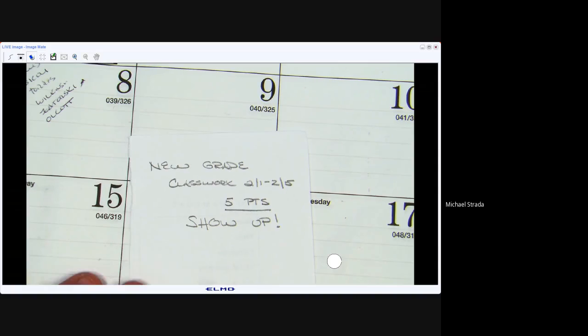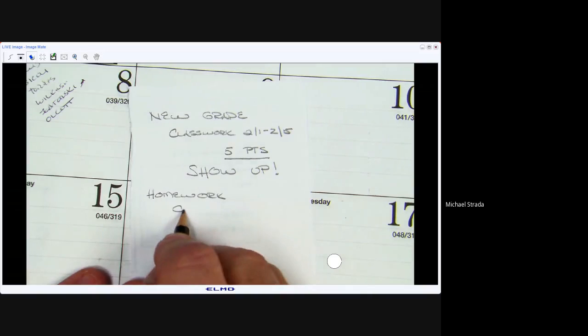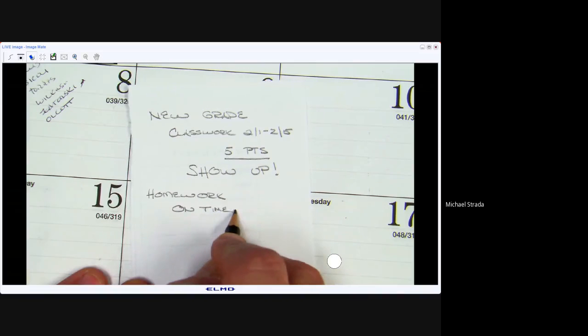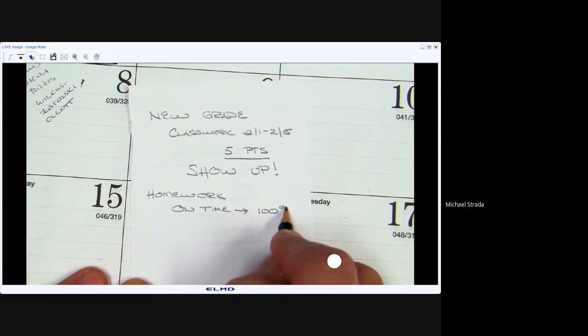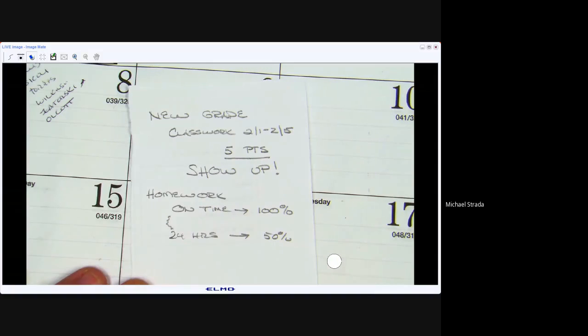The second thing, homework. We are now almost a year into this, and I understand how hard this is on people. All right, homework. On time, 100%. 24 hours later, which means a day late, 50%. In between, there's a little bit of flexibility. So for example, if you submit a homework assignment at 2 a.m. instead of midnight, probably I'm going to put a 9.9 out of 10.